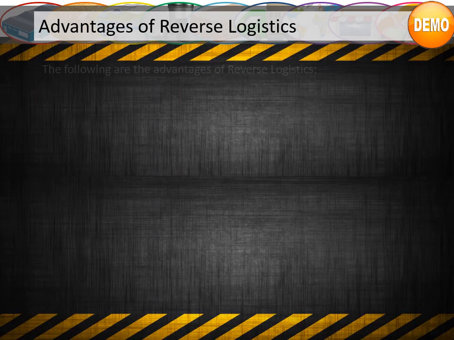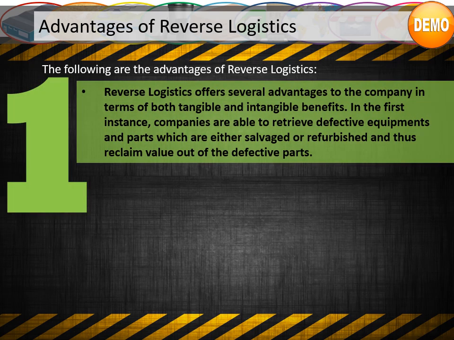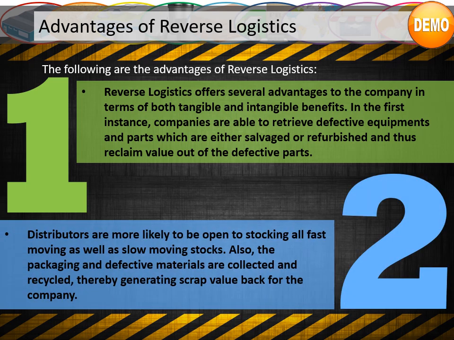Advantages of reverse logistics. The following are the advantages of reverse logistics. Number 1, reverse logistics offers several advantages to the company in terms of both tangible and intangible benefits. In the first instance, companies are able to retrieve defective equipment and parts, which are either salvaged or refurbished, and thus reclaim value out of the defective parts. Number 2, distributors are more likely to be open to stocking all fast-moving as well as slow-moving stocks. Also, the packaging and defective materials are collected and recycled, thereby generating scrap value back for the company.